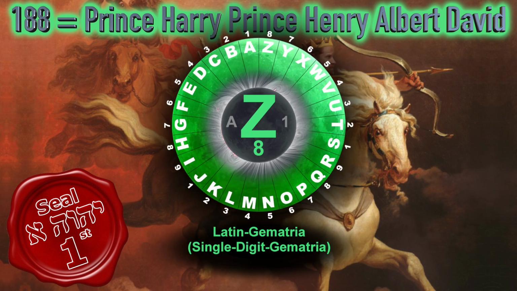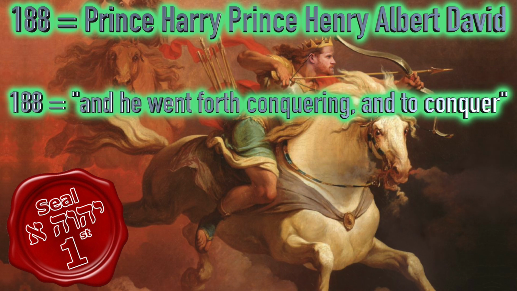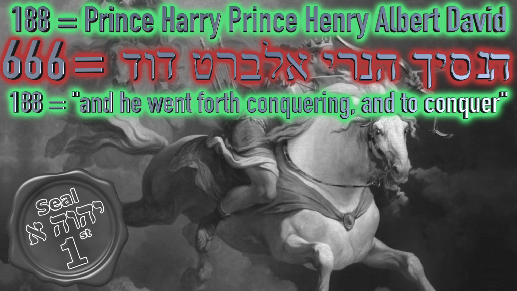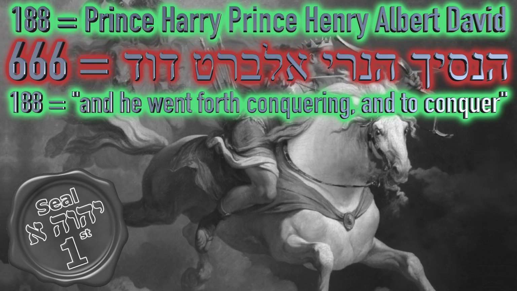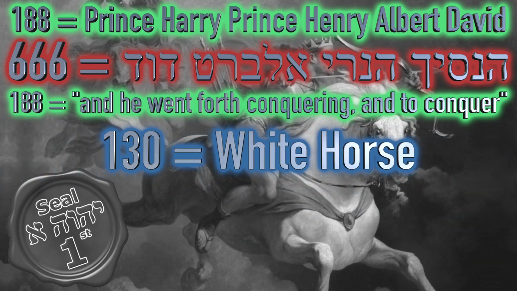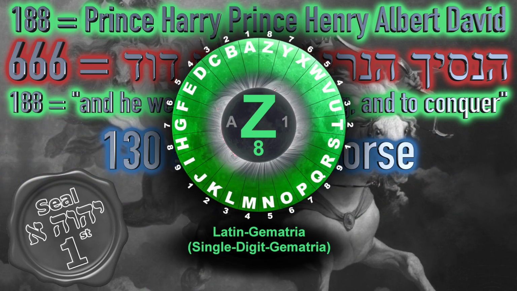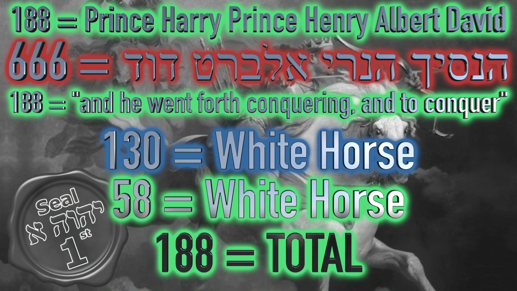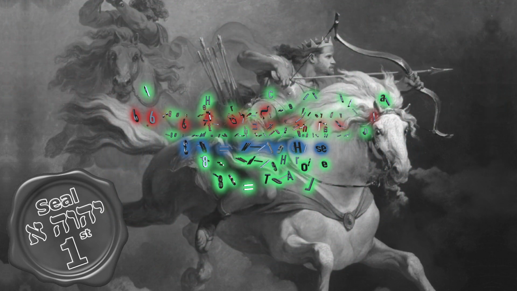And using Latin Gematria, and he went forth conquering and to conquer also equals 188. I should remind you at this time that using standard Hebrew Gematria, Prince Henry Albert David equals 666. The following combination also equals 188. Using ordinal English Gematria, white horse equals 130, and using Latin Gematria it equals 58. If we add these two numbers together, we get 188.